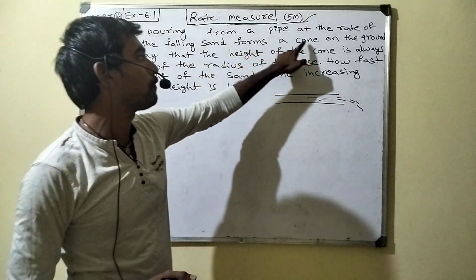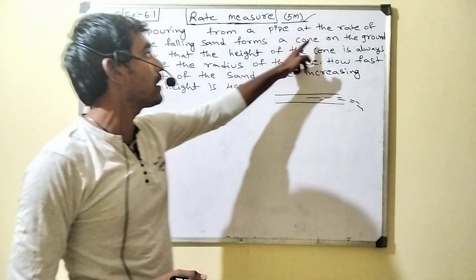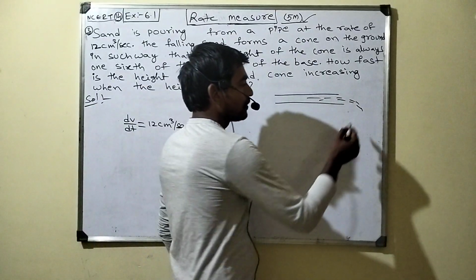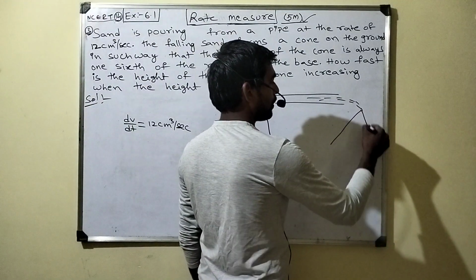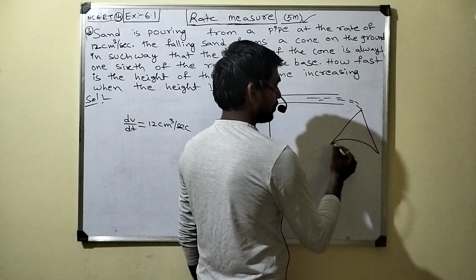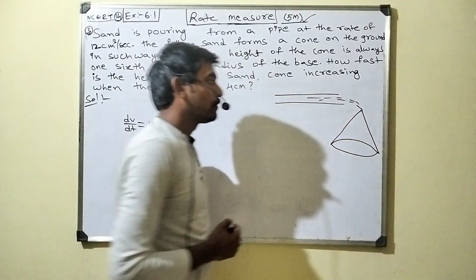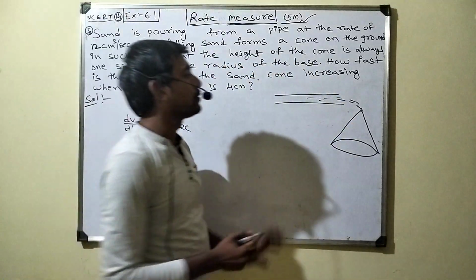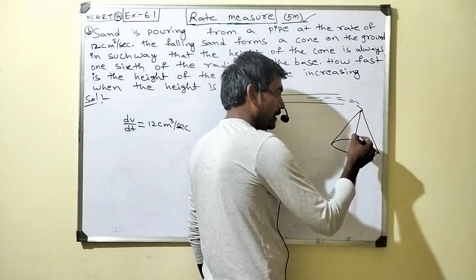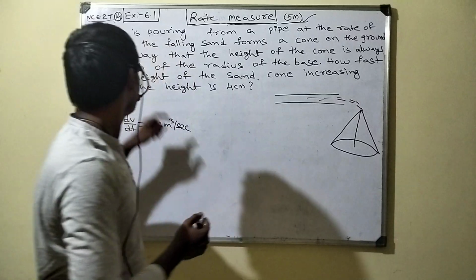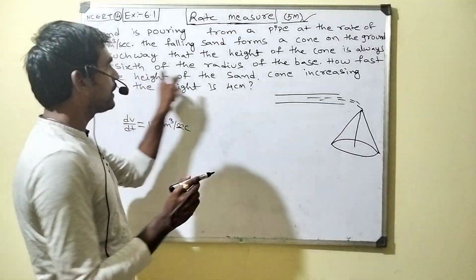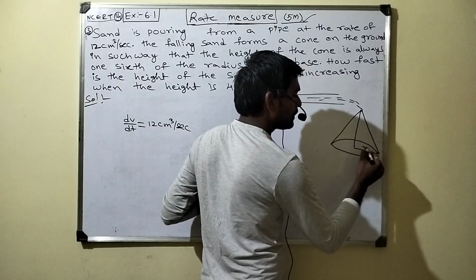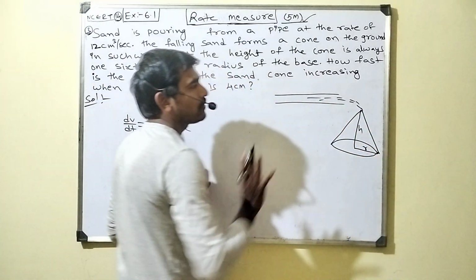The falling sand forms a cone on the ground. How will it form? Cone shape. See, it forms a cone. They are telling that the height of the cone is always 1/6 of the radius of the base. Let me explain once again: this is the radius, this is the height. No need to think much.